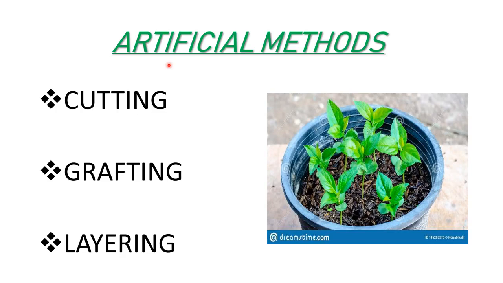Having learned about natural methods of vegetative propagation, now we shall see cutting, grafting and layering. These come under artificial methods of propagation. We shall see all of them one by one.